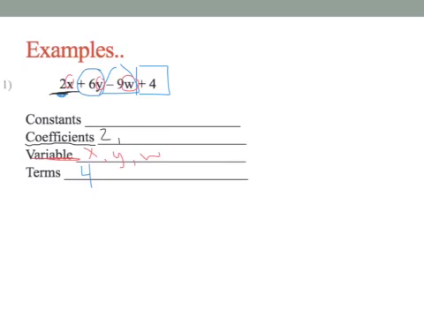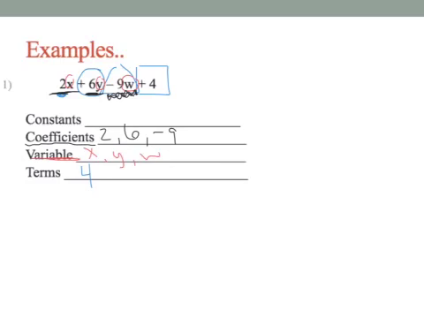Then we looked at this second term, which was 6y. We said our variable was y, so the coefficient with it is a 6. Then we looked at this third term, which is negative 9w. Our variable was a w, so the coefficient, notice this one's minus 9w, so your coefficient is a negative 9.